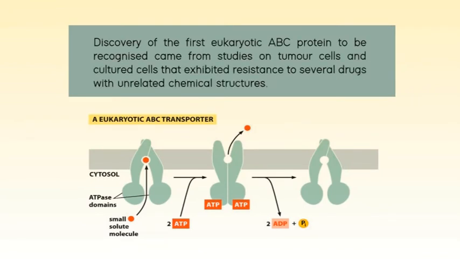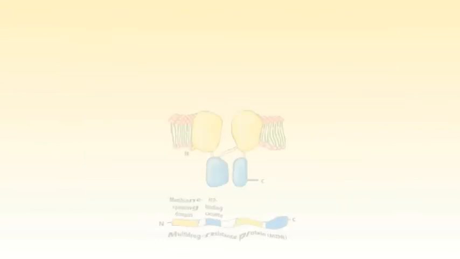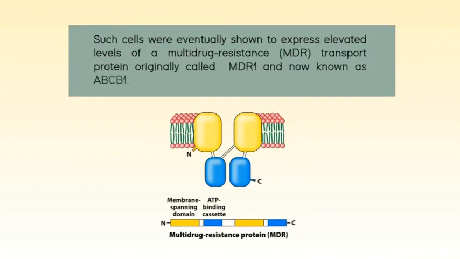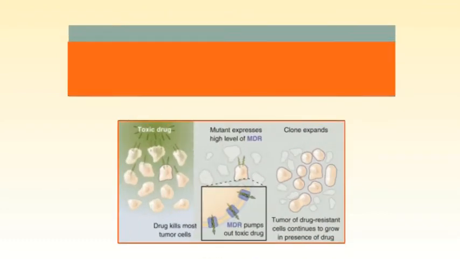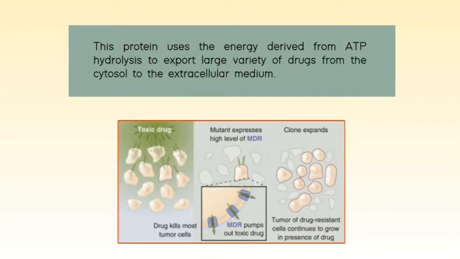Discovery of the first eukaryotic ABC protein to be recognized came from studies on tumor cells and cultured cells that exhibited resistance to several drugs with unrelated chemical structures. Such cells were eventually shown to express elevated levels of a multi-drug resistance MDR transport protein originally called MDR1 and now known as ABCB1. This protein uses the energy derived from ATP hydrolysis to export a large variety of drugs from the cytosol to the extracellular medium.